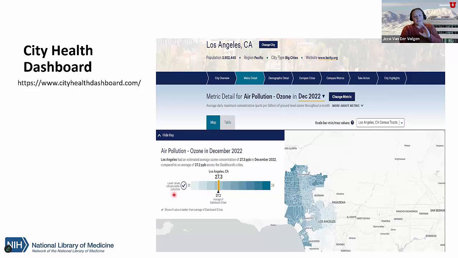I think this is helpful because sometimes it's not always apparent whether you want a lower or higher metric on some of these. And then it will include a green check mark if the value for the selected city is better than the average. But also notice that while Los Angeles as a whole has only slightly worse air pollution than other cities in the dashboard, if you look at the map, you can see that certain census tracts are subject to notably higher air pollution, so that it's not uniform across the city or the county.